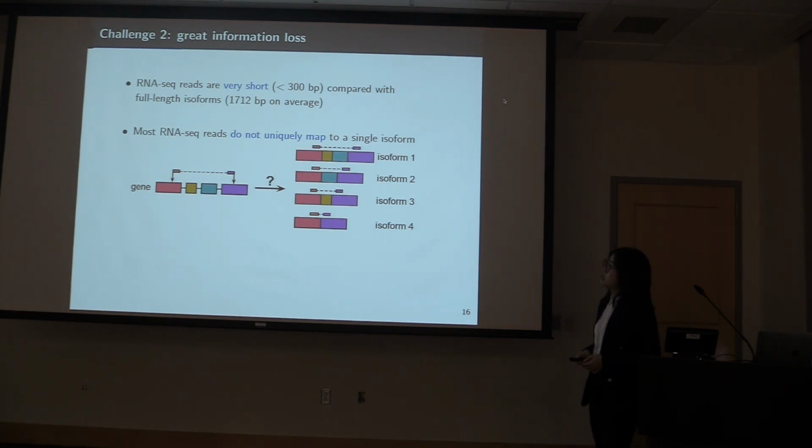The second challenge is the great information loss in RNA-seq experiments. Since most RNA-seq reads are very short compared to the full-length RNA isoforms, most of the reads cannot be uniquely mapped to a single isoform. For example, if we look at this pair of reads, we know that it can come from these 4 isoforms, but we do not get to observe its true origin, and the probability that this read comes from each isoform needs to be estimated by statistical methods. Finally, there are different sources of technical biases that are introduced into the RNA-seq data that further complicate our analysis.